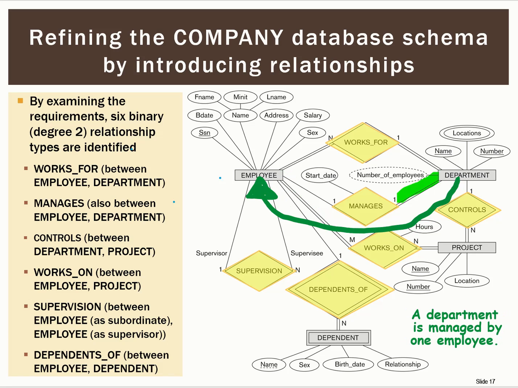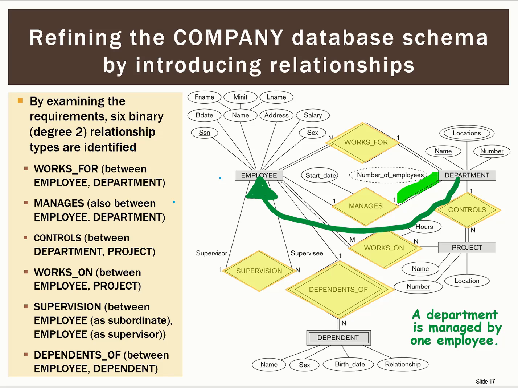Here is the relationship expressed in the opposite direction, and we read this as a department is managed by one employee, which is correct. But you'll notice that the line that connects the department entity type to the relationship manages is a double line, whereas a single line meant partial participation. A double line means total participation. And when you have total participation, you need to change your sentence a bit.